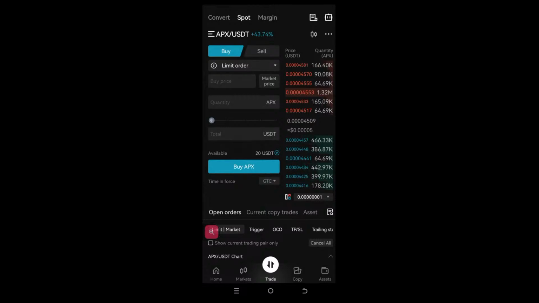So this was a good one eventually, though the time was taking too long, but thank God we're out of it. So I hope you learned something from this trade, that patience is key, right?